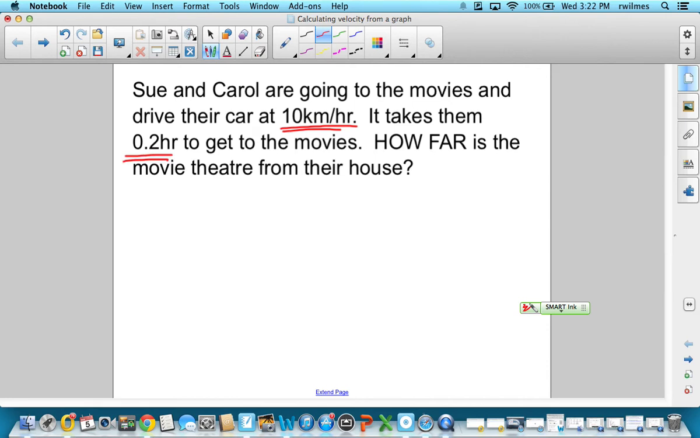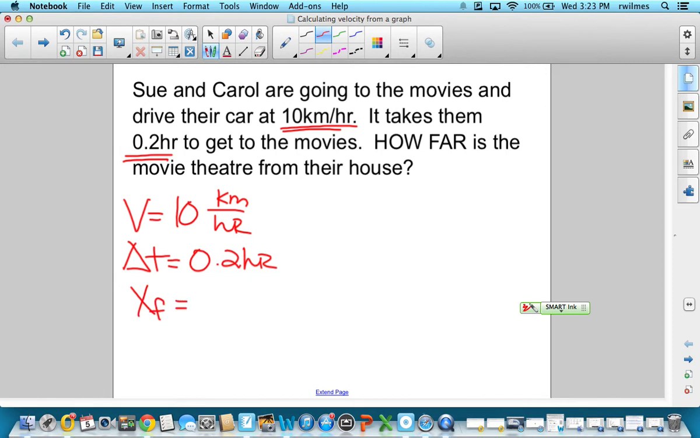So how far is the movie theater? Let's write down what we know. We know that they drive their car at a velocity of 10 kilometers per hour. It takes them a change of time of 0.2 hours. Any time that you're given is a change of time. How far is the movie theater from your house? That's how far. I'm always going to put final position. What is the final position? And put a question mark. That's always what I'm asking on this one. It's always going to be final position, question mark.